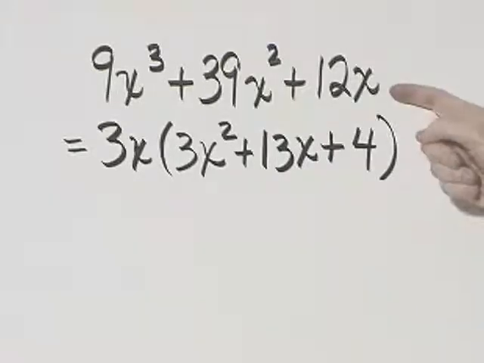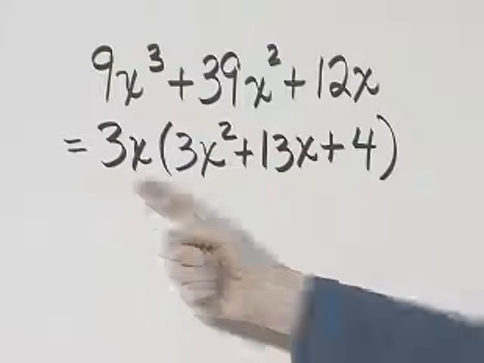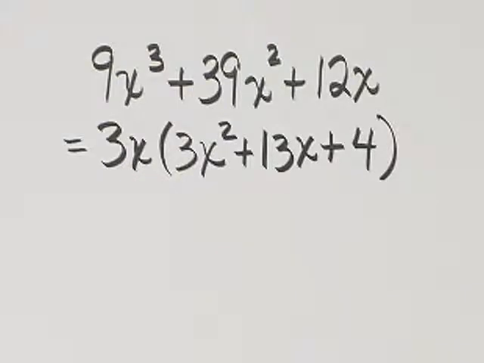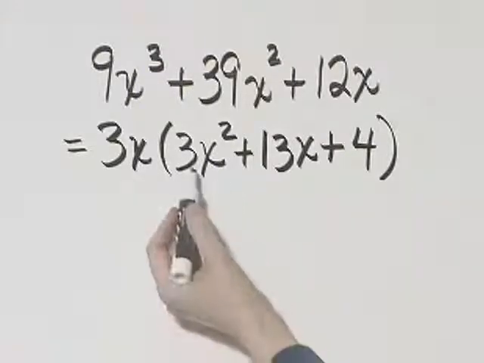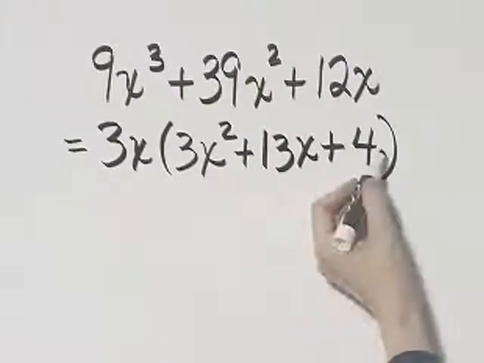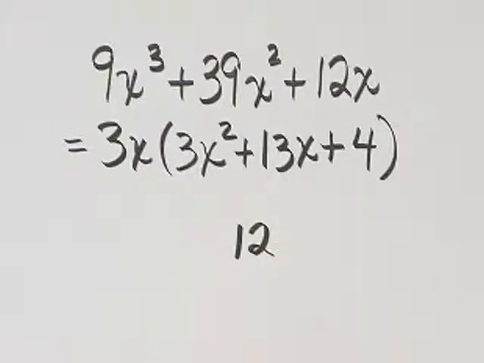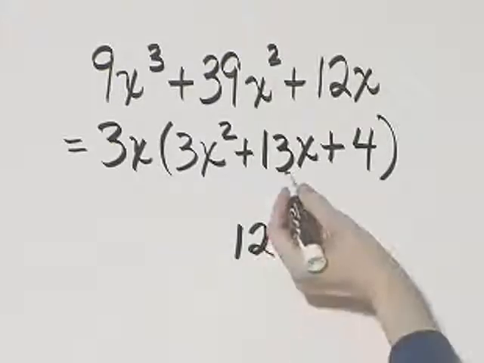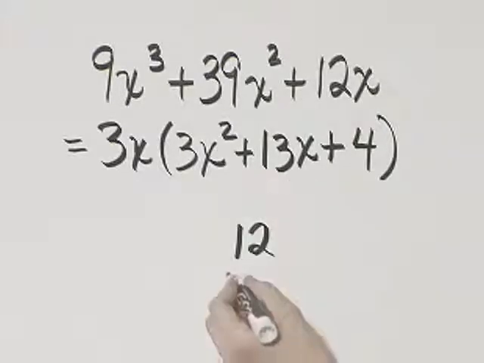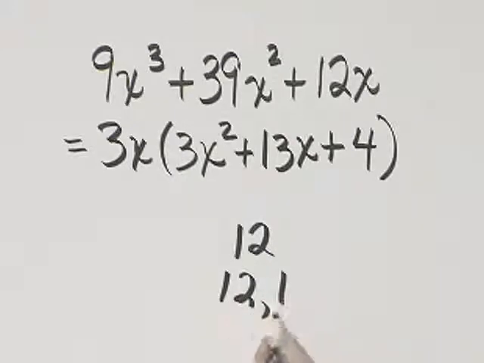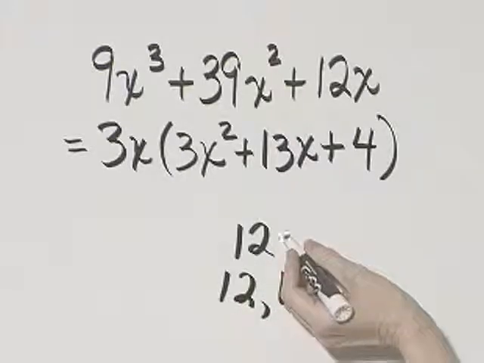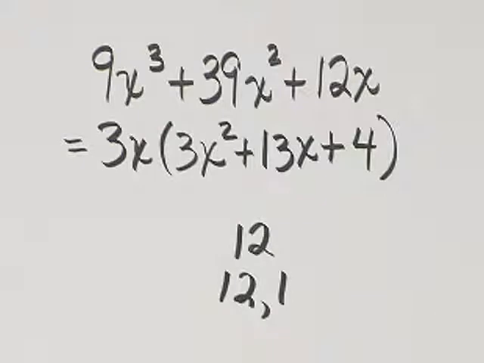This is the trinomial we are factoring. I first factored out the common factor of 3x, and now let's factor by the AC method or by grouping. I'm looking for two numbers whose product is 3 times 4, so whose product is 12 and whose sum is 13. What are two numbers whose product is 12 and whose sum is 13? What about 12 and 1? That product is 12, that sum is 13.